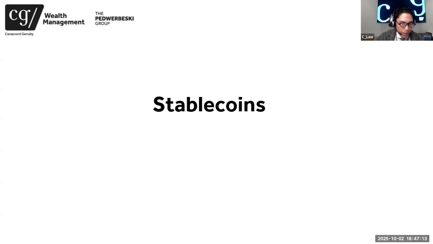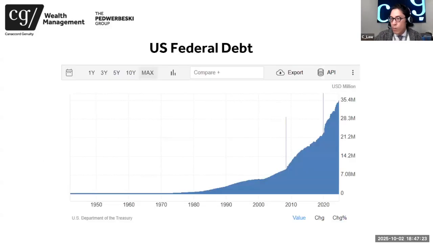So before we jump into stablecoins, I first wanted to provide some context as to why we're actually tackling this issue or introducing it. In our last webinar, we showed the growing size of the US federal debt. This is actually from our last webinar, but currently the size of the debt is about 37 trillion.